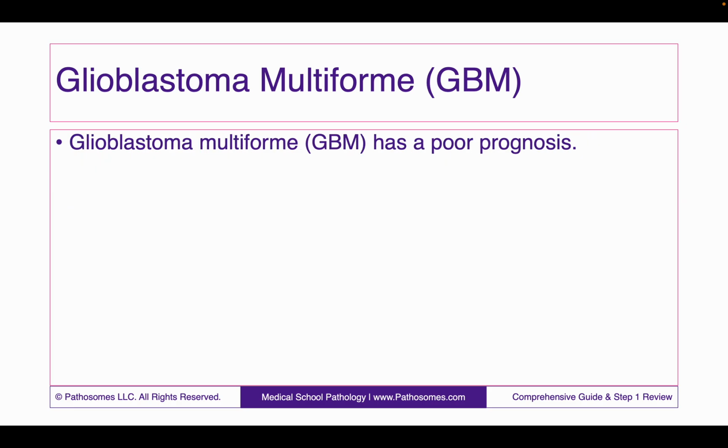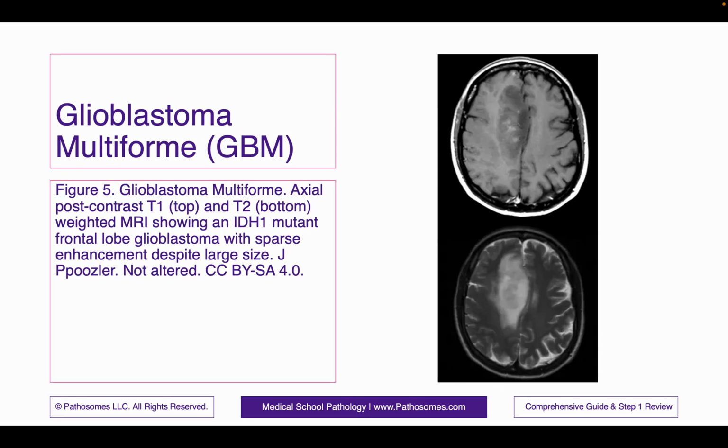And it has a poor prognosis. Here we can see axial post-contrast T1 and T2 weighted MRI showing an IDH mutant frontal lobe glioblastoma with sparse enhancement. Look at the size of that lesion. Do you understand why they can be devastating, right?